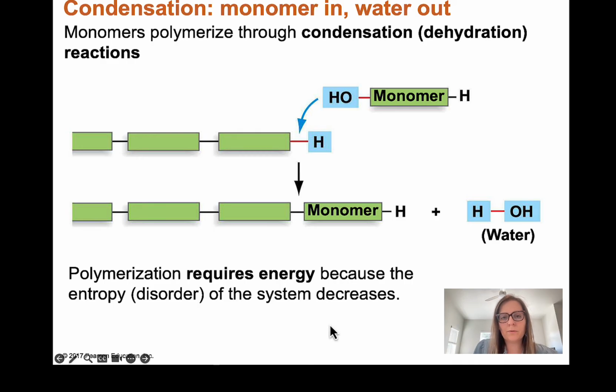Now we're going to talk more about how this process occurs inside cells, but I want to point out here that polymerization usually requires energy, and that's because entropy, or disorder, of the system decreases. We'll talk about the laws of thermodynamics, but I do just want to point out that this is an energy demanding process to polymerize a polymer.